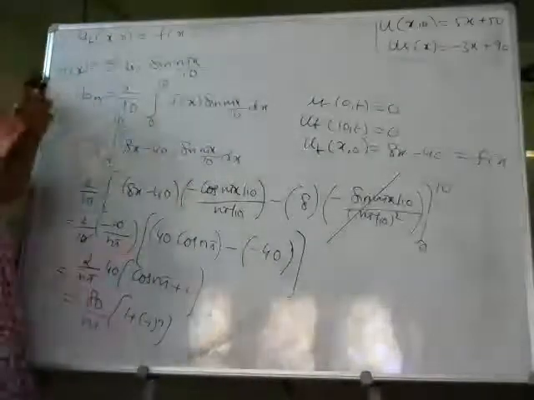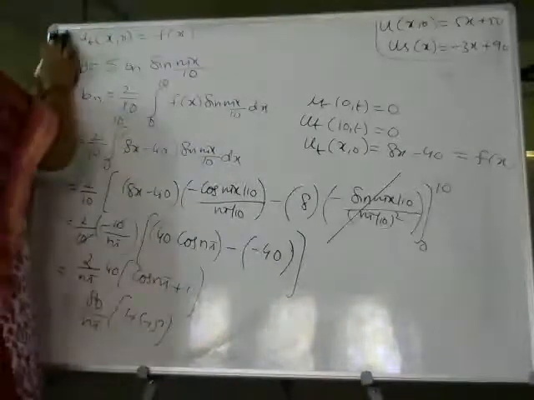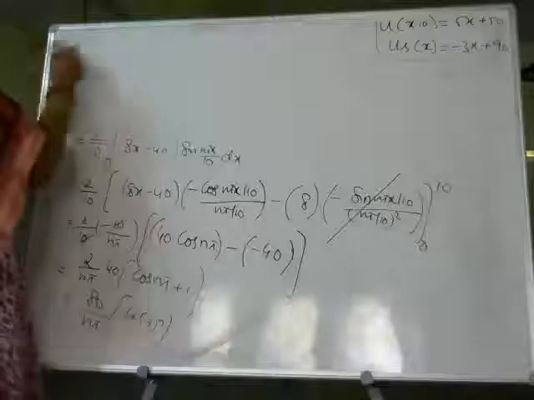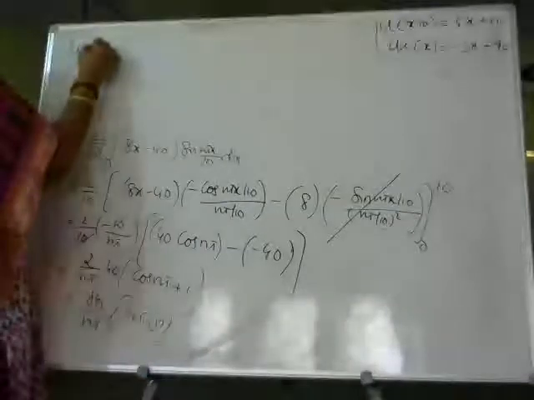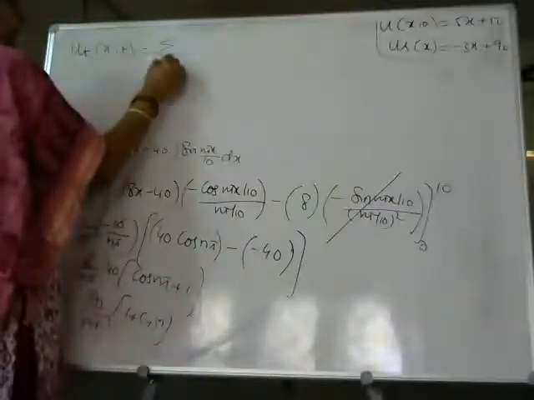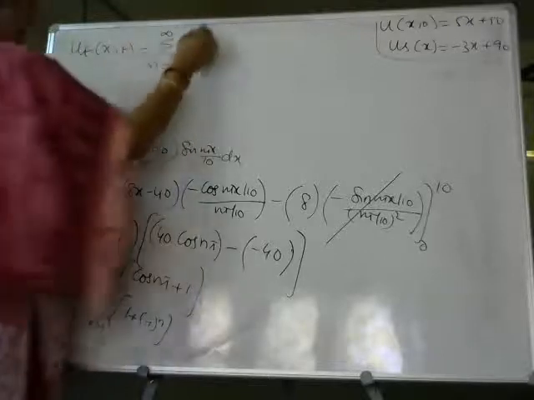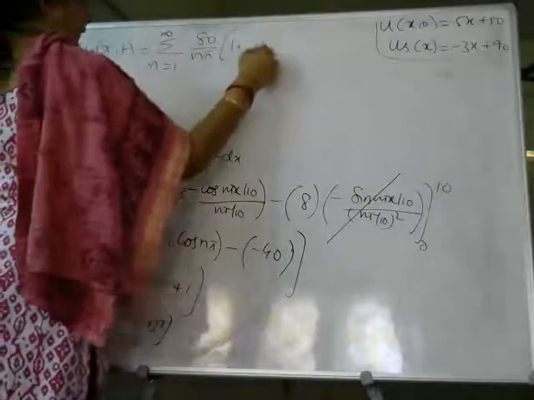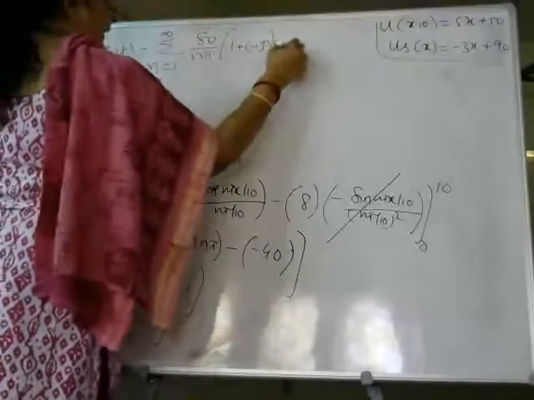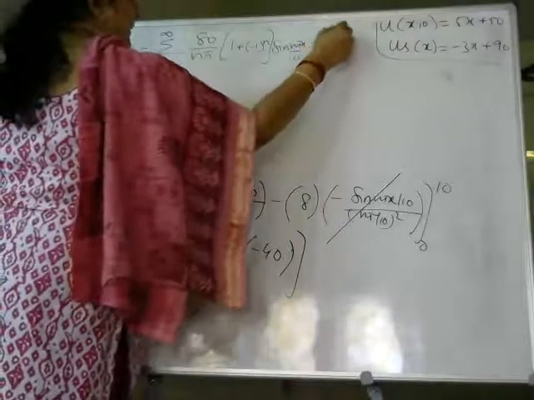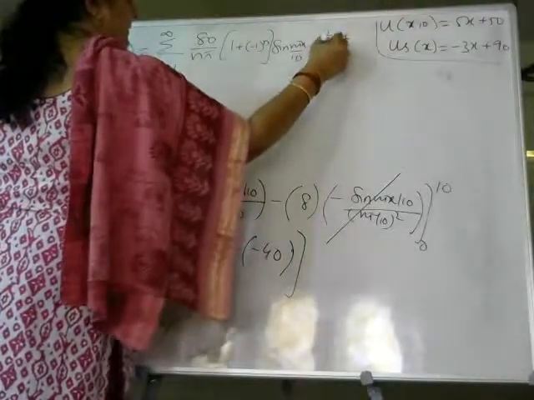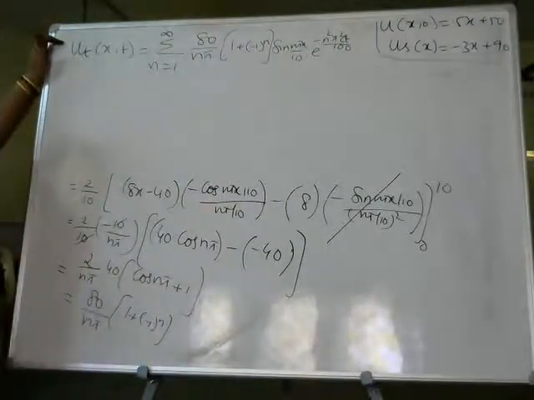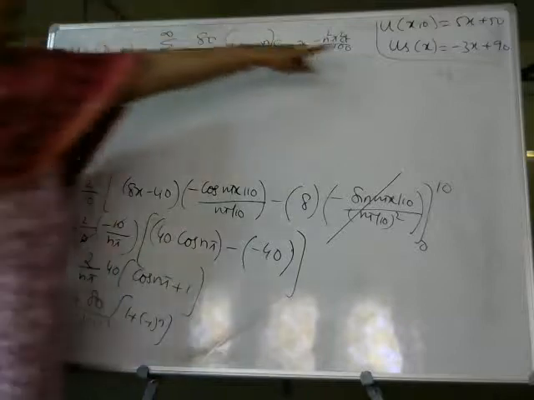So this bn we will substitute in u. What is the value of u(x,t)? Sigma n equal to 1 to infinity of the bn value. This is bn, 80 by n pi times (1 plus (minus 1) to the power n) into sin n pi x by 10, e power minus n square pi square c square t by 100. This is u, so this is the transient solution we have found. Already we have calculated the steady state solution.